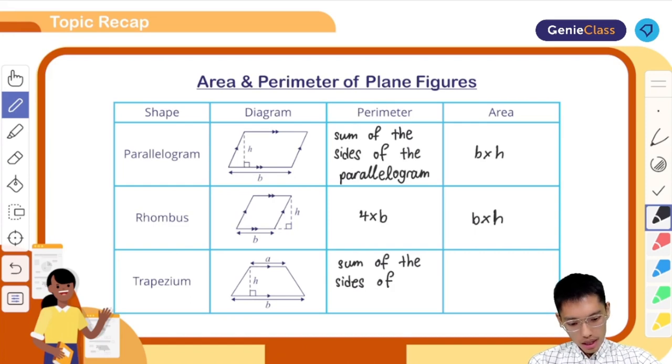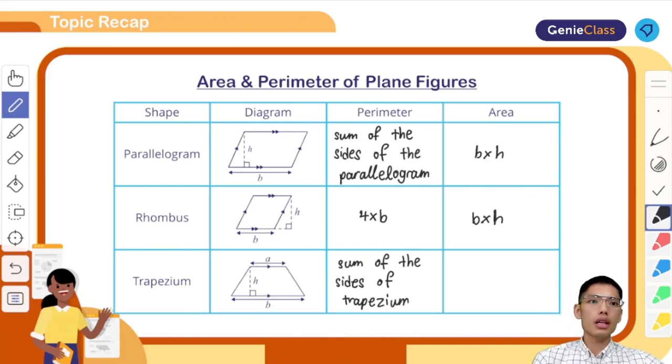Okay, summing the sides of, in this case, my trapezium. And for the area over here, it follows a very peculiar way. If I want to find the area of a trapezium, does anybody recap over here? How do I find the area of my trapezium? Okay, area of my trapezium. If you have to recall, we have to actually sum two things over here.